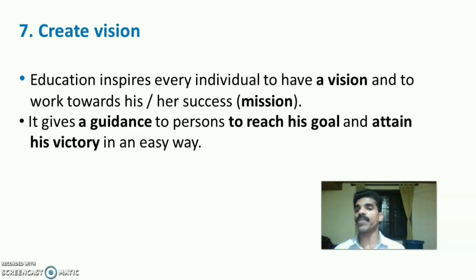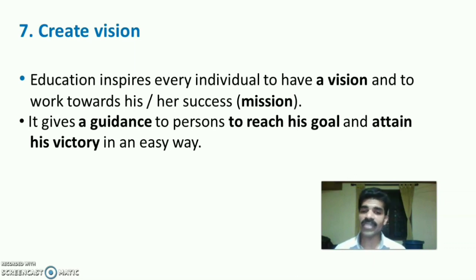The seventh and last general purpose of education is to create vision among individuals. Education inspires and motivates every individual to have his own vision and to work towards that vision for his success. Working towards the vision is called a mission. Thus education gives guidance to a person to reach his goal or purpose in life and achieve success in an easy way.